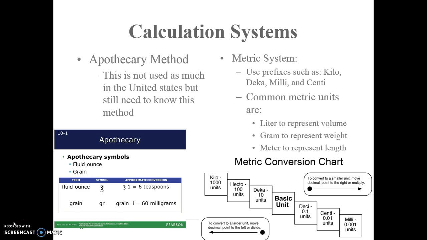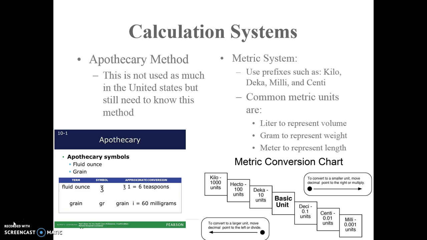There are two systems that are used to calculate medication dosages, the apothecary method and the metric method. Now, most physicians will use the metric method, but sometimes it's going to also maybe be using the apothecary, so it's important that you really know both. Now, I'm really only going to focus on the metric system, but you will be responsible for reviewing the apothecary system that is in your book.